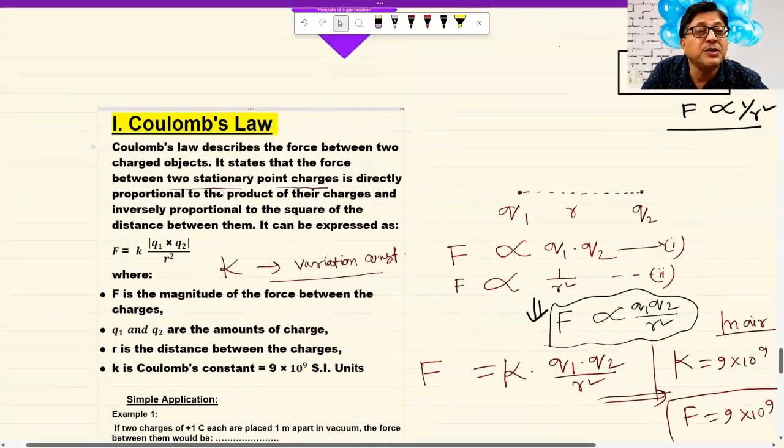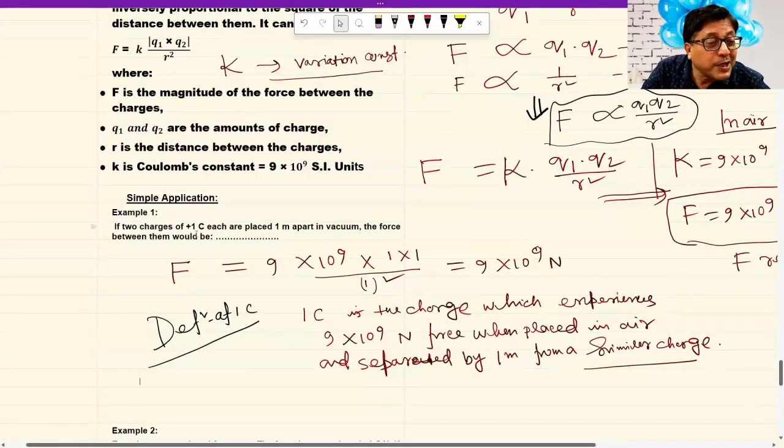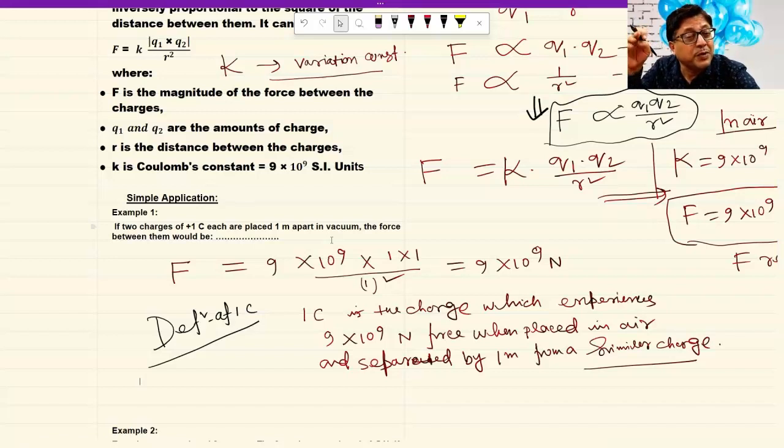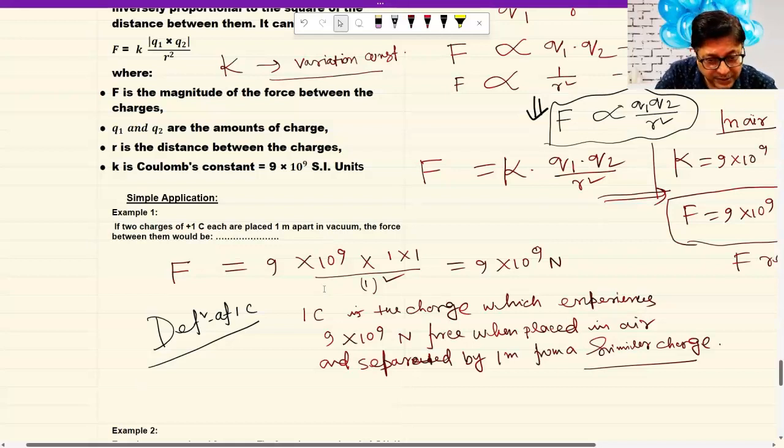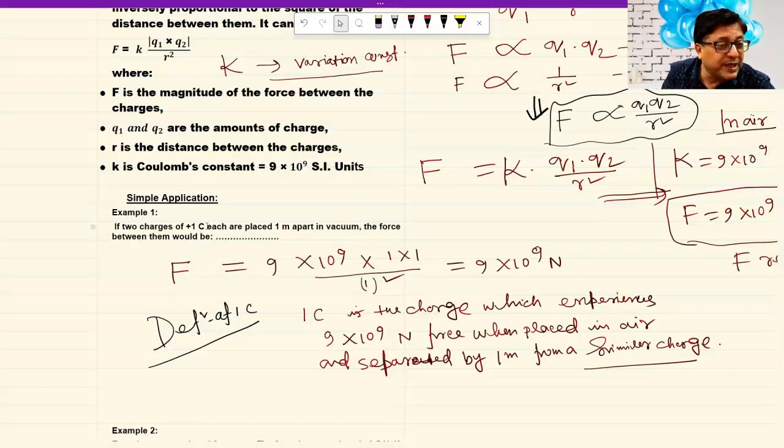Because Coulomb's law is on two stationary point charges, and I am taking 1 Coulomb. An electron has a charge of 1.6 into 10 to the power minus 19 Coulomb. It is very small. So only if an object has a dimension very, very much larger than that of an electron or a proton can it acquire 1 Coulomb charge. But for definition purpose, we will carry this concept, assuming this 1 Coulomb charge is a point charge object, and it exerts a force of repulsion of 9 × 10⁹ Newton on a similar charge, or it experiences the same force from the similar charge.